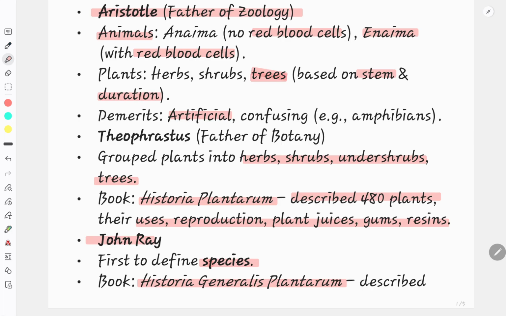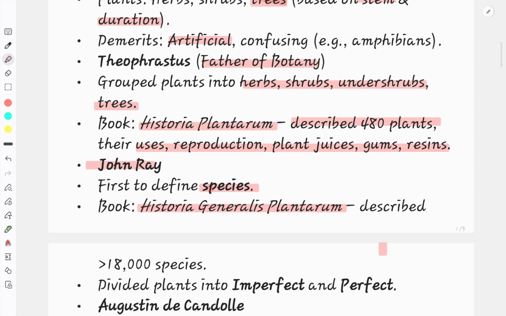Then another scientist came in the line. He was called the father of botany, and his name is Theophrastus. He grouped plants into herbs, shrubs, undershrubs, and trees. He also wrote a book called Historia Plantarum. He described about 480 plants in it, and how they reproduce, their juices, their gums, their resins.